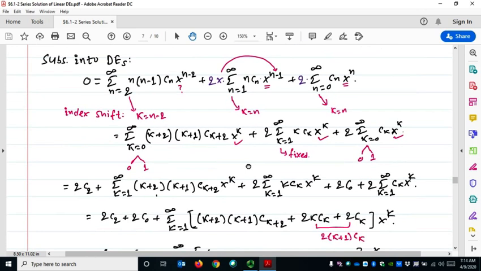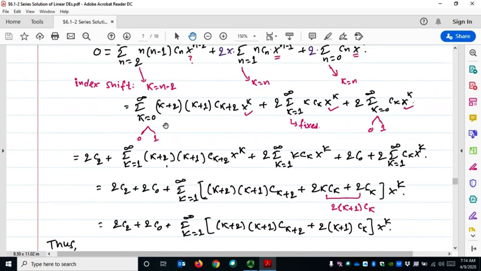Let me scroll down. Then what I did here, let's see. So then I computed k equals 0. So k equals 0 gives 2c2 here. And then the next term starts from 1. I wrote it as it is here, k from 1 to infinity instead of 0, with the coefficients k plus 2, k plus 1, c sub k plus 2, x to the k.